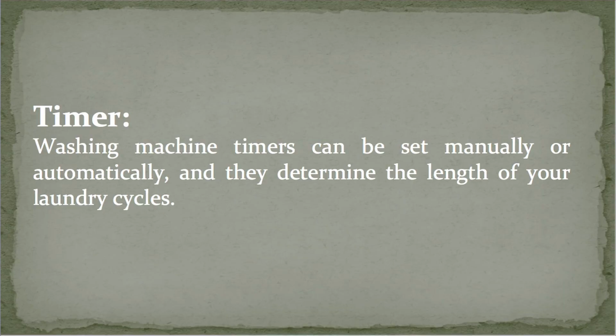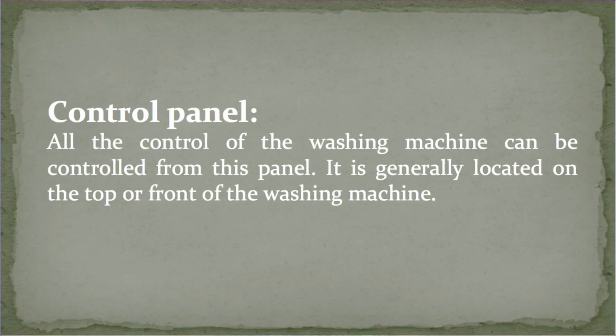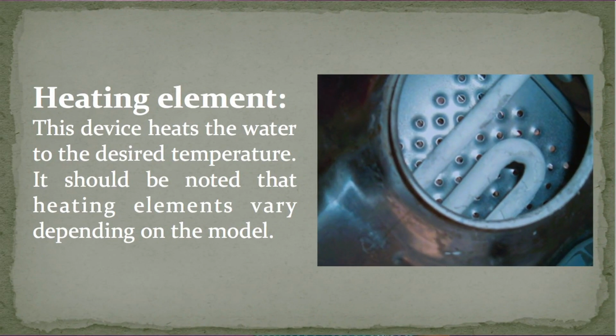Next, timer. Washing machine timers can be set manually or automatically, and they determine the length of your washing cycle. Control panel. All the controls of washing machines can be operated from this panel. It is generally located on the top or front of a washing machine. And our last item is heating element. This device heats the water to the desired temperature. It should be noted that heating elements may vary depending on the models.